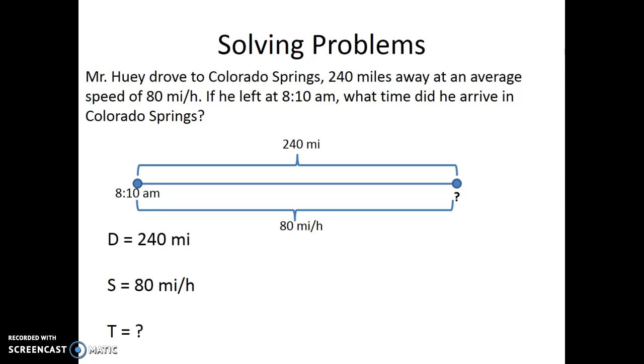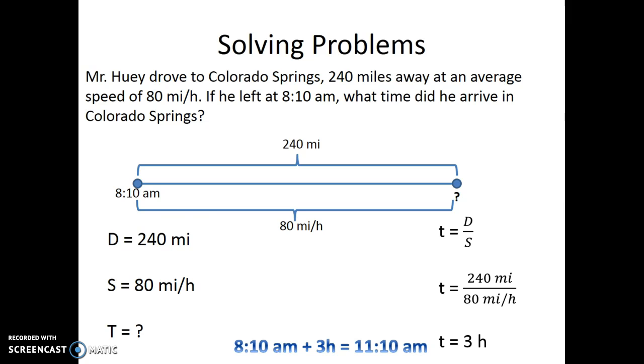So let's set up our time formula. Distance divided by speed. And it's 240 miles divided by 80 miles per hour. Oh, look at this. Another easy one to solve in our heads. And our time is going to equal 3 hours. So if we add 3 hours on to 8:10 a.m., it's going to be 11:10 a.m. So there's my answer down there.